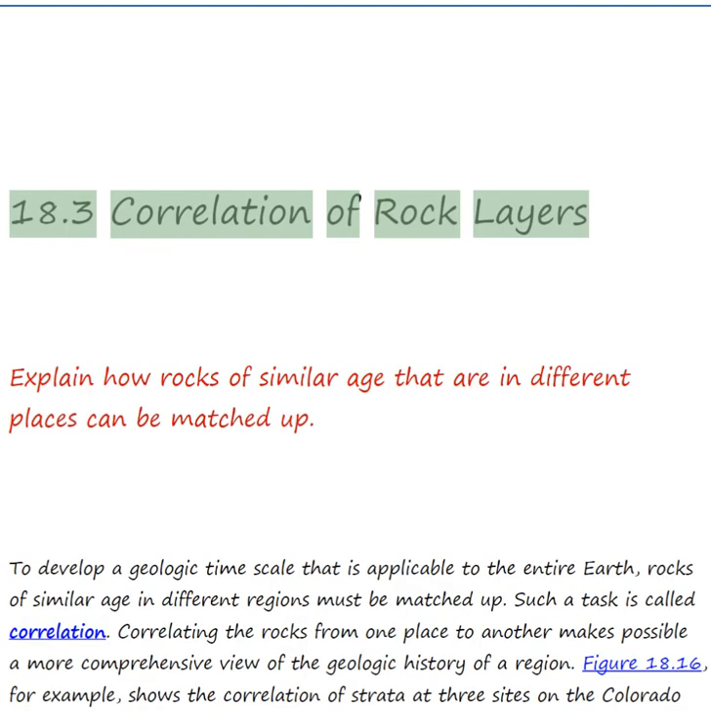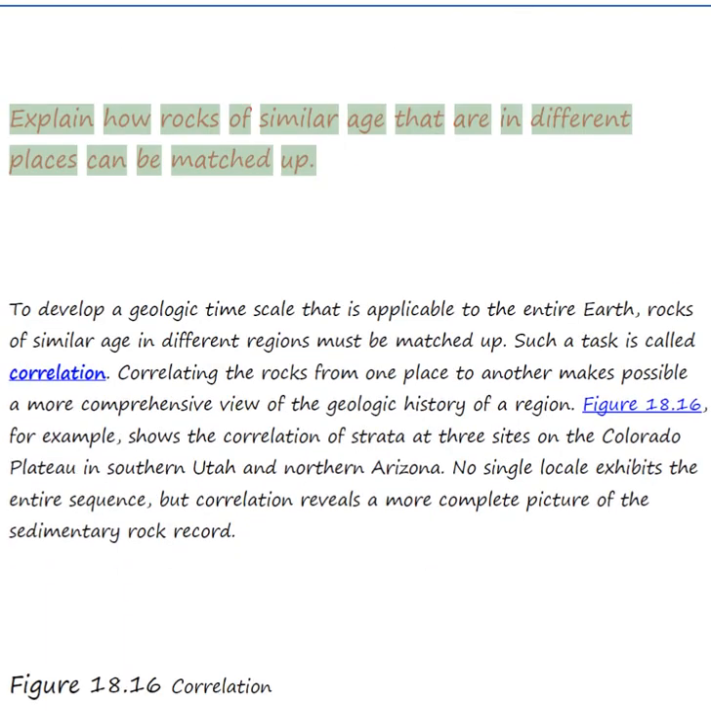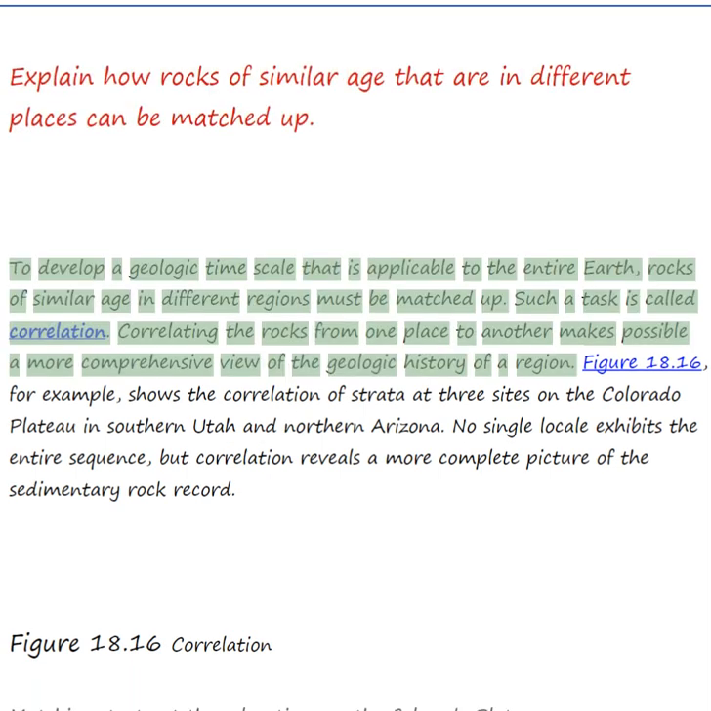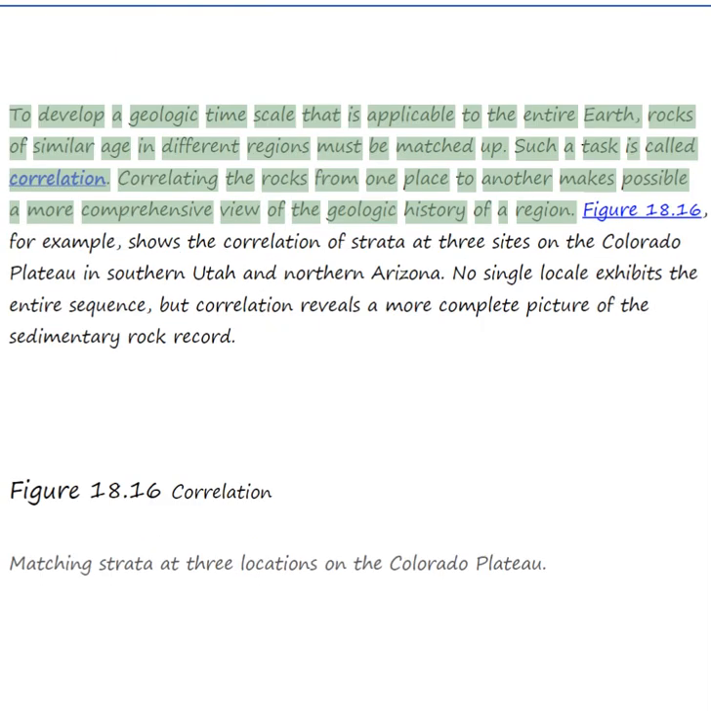18.3 Correlation of rock layers. Explain how rocks of similar age that are in different places can be matched up. To develop a geologic time scale that is applicable to the entire Earth, rocks of similar age in different regions must be matched up. Such a task is called correlation. Correlating the rocks from one place to another makes possible a more comprehensive view of the geologic history of a region.